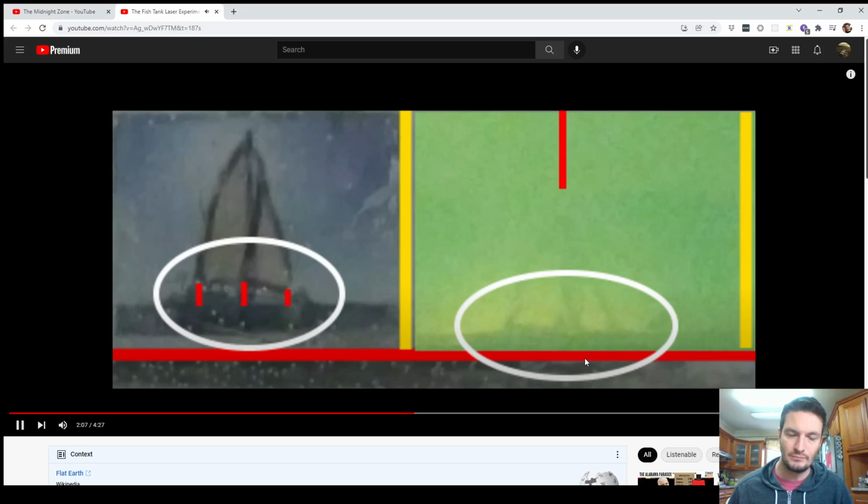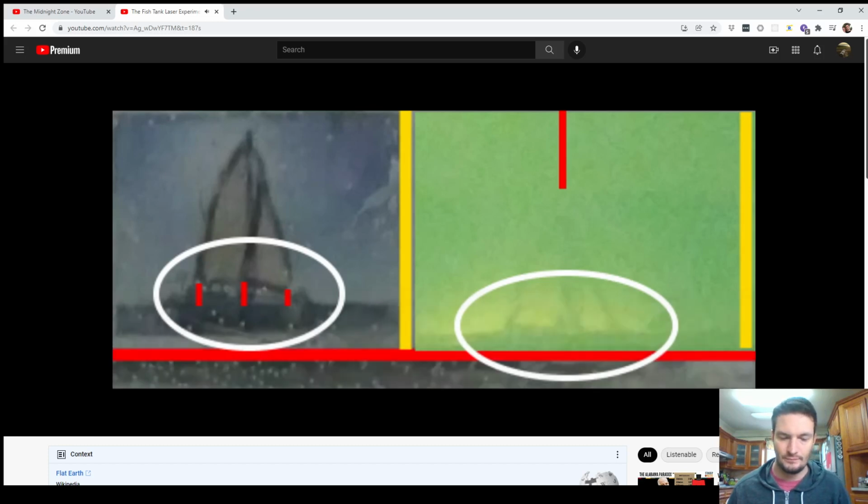And because of the density gradient, there is more refraction at the bottom than there is at the top.